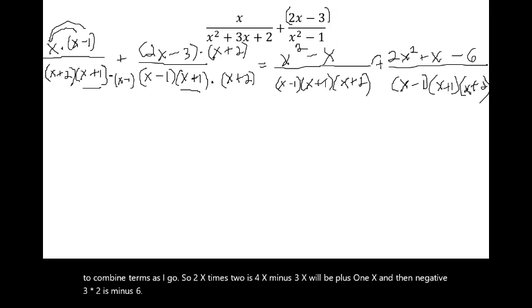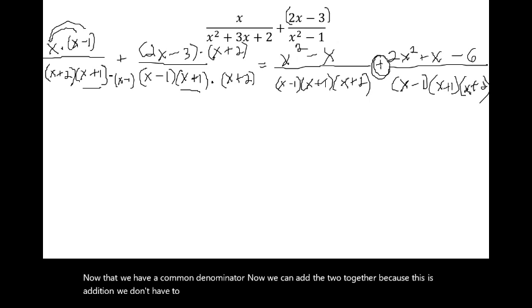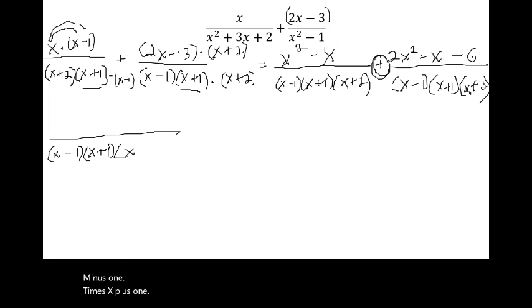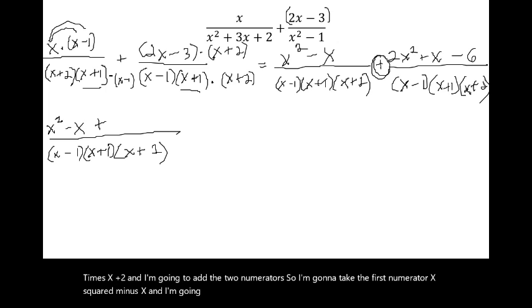Now that we have a common denominator, now we can add the two together, and because this is addition, we don't have to worry about distributing anything. So I'm going to carry over that common denominator, x minus 1 times x plus 1 times x plus 2. And I'm going to add the two numerators. So I'm going to take the first numerator, x squared minus x, and I'm going to add to it the second numerator, 2x squared plus x minus 6.